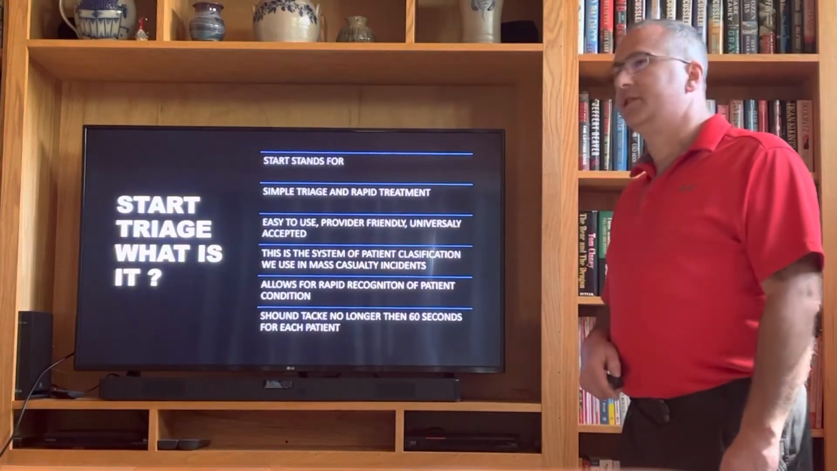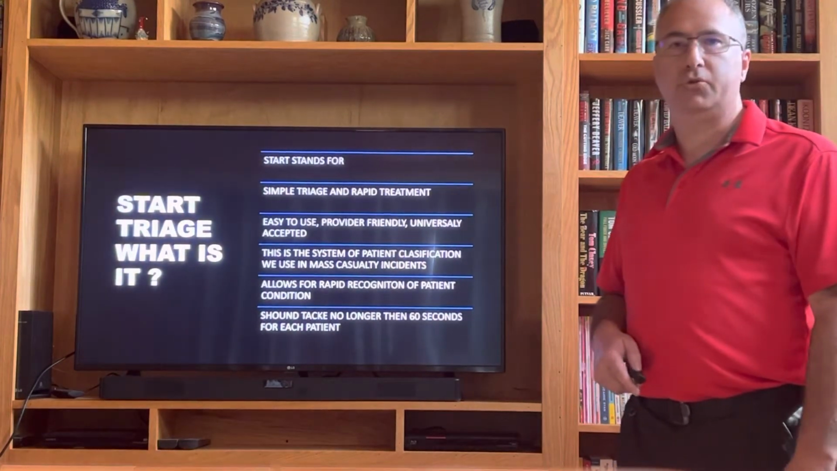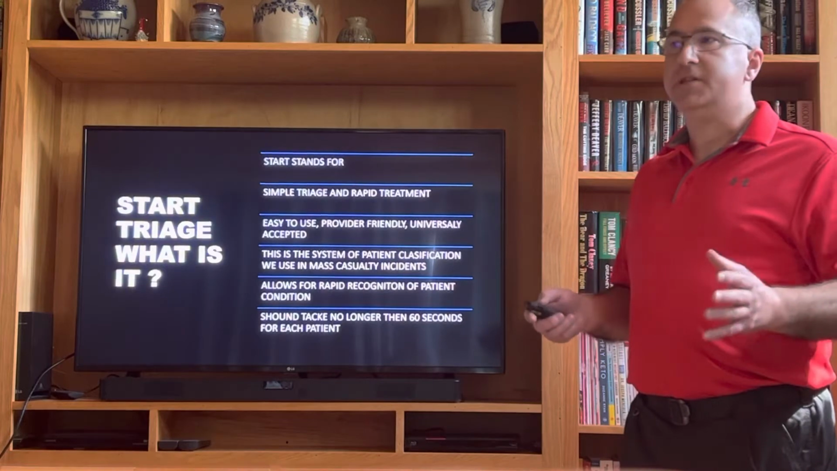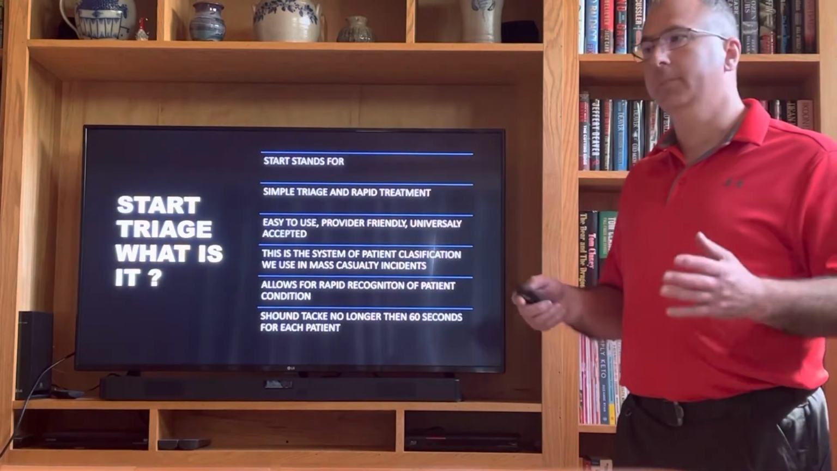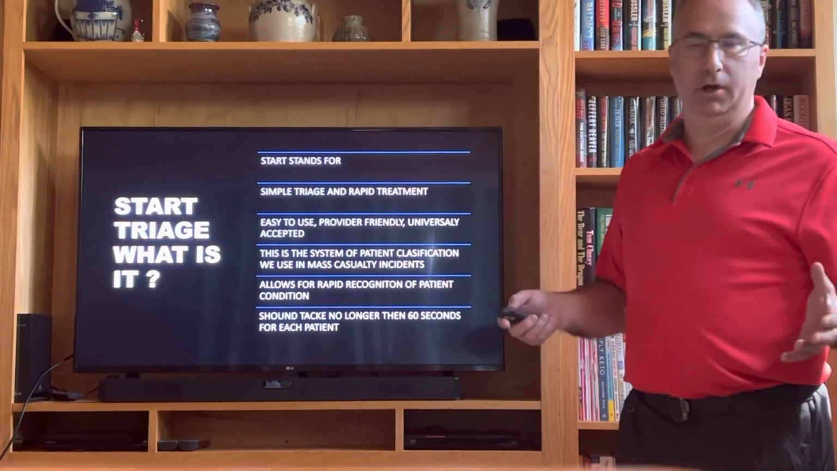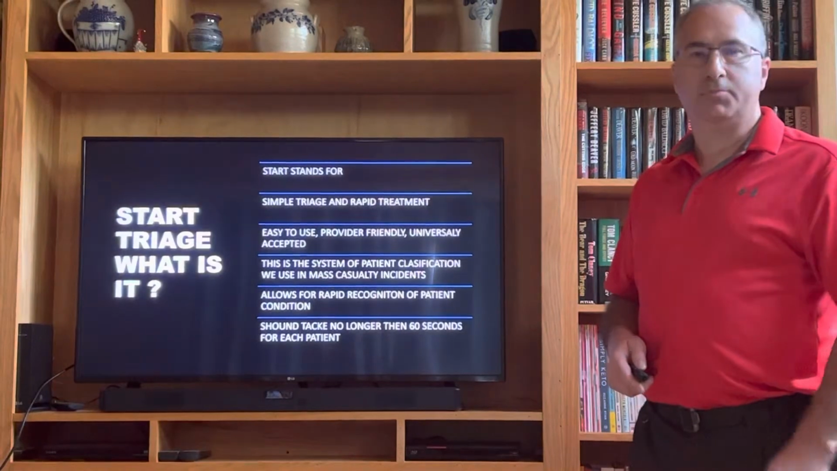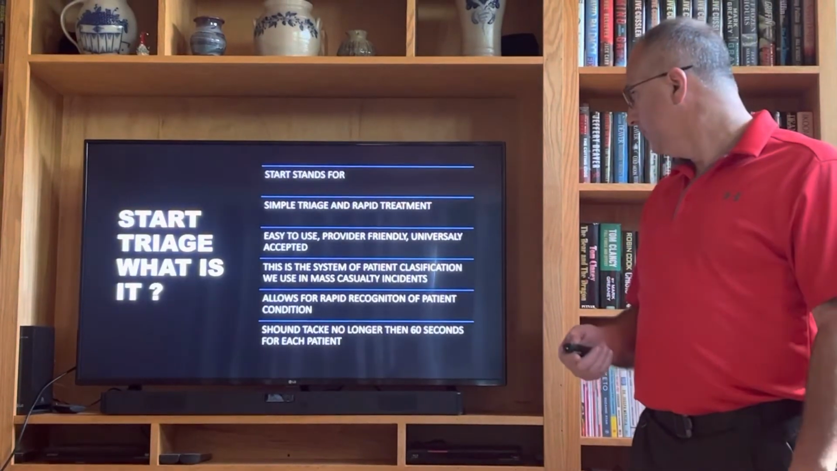So what is the START triage system? Well, first, START stands for Simple Triage and Rapid Treatment. It's a very simple process that was designed to treat the most people in the shortest amount of time with the best possible outcomes. All right, it's universally accepted. It's pretty much used throughout the country.